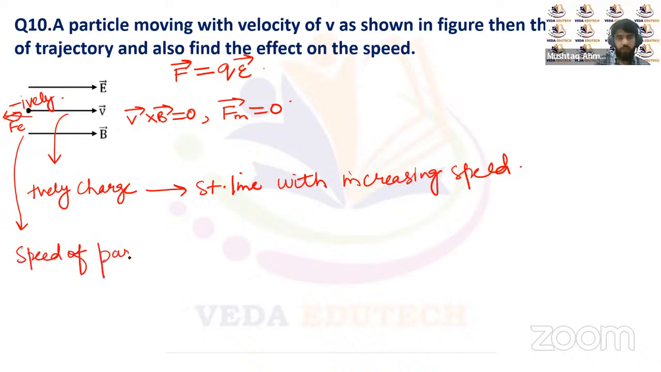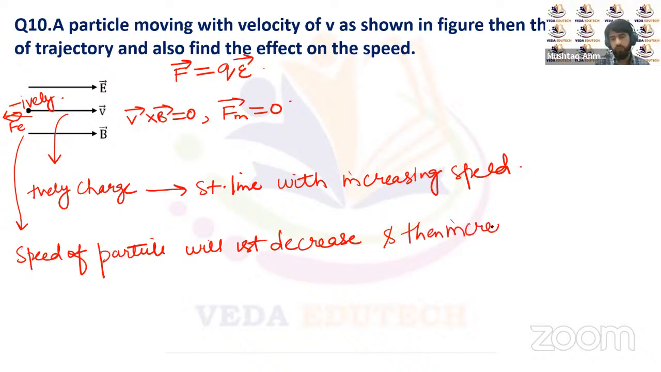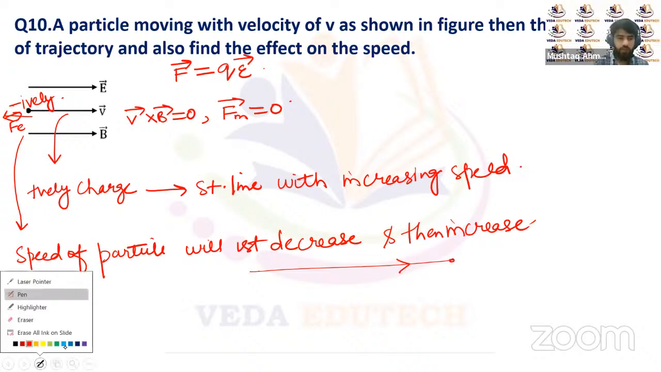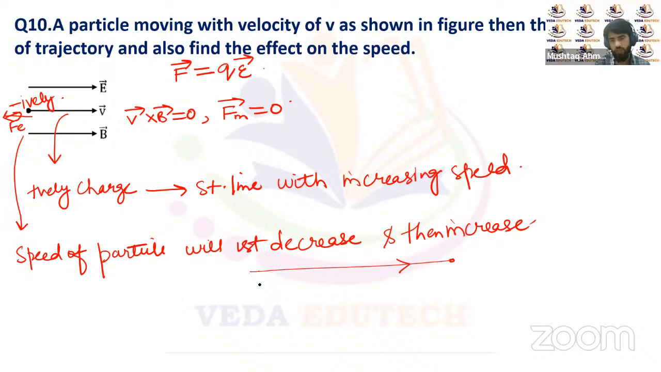The speed of the particle will first decrease, then increase in the opposite direction. The path of this particle will be a straight line, like this. Somewhere here, the particle will stop its motion and come to rest. Since the electrostatic force is acting on this particle, it will move in the reverse direction, in the backward direction, again with an increase in speed.